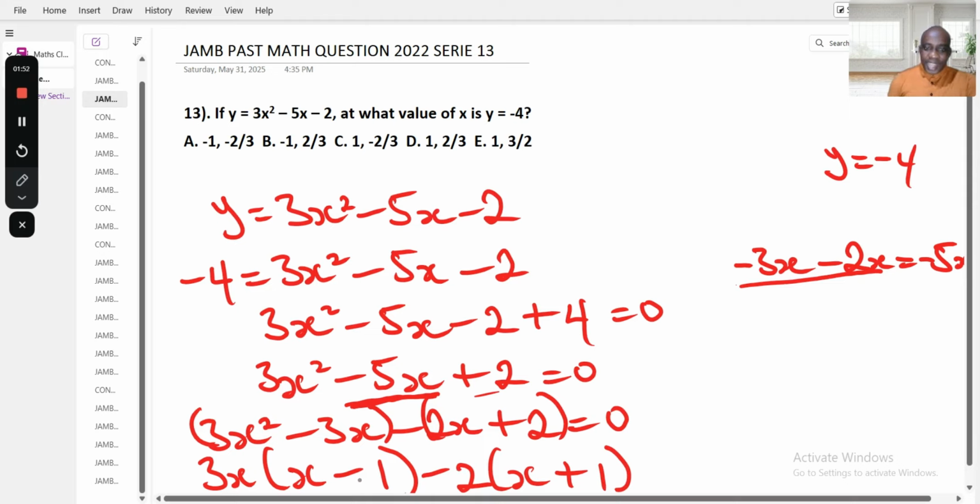Out of this, x minus 1, x plus 2, you just pick one like this, x minus 1, and the factor that we use for the 2, this 3x and the minus 2, 3x minus 2. You close the brackets like that.